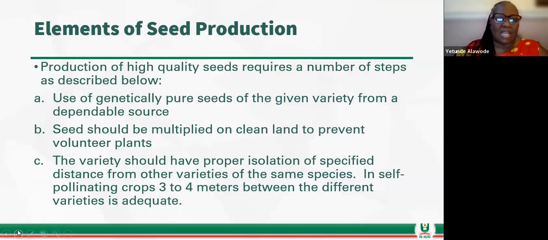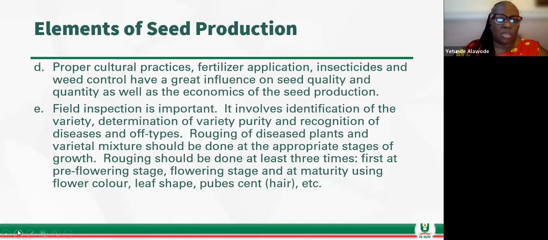Seed is usually genetically pure, and the seeds will be multiplied on clean land. Yes, you should have a clean land. Your field is usually very far, far inside the bush so that no contamination will come, and it should be in isolation. That's what they call it. You plant in isolation when you want to do seed production, and you have to follow the proper cultural practices. That's fertilizer application, insecticide application, weed control, and so on and so forth.